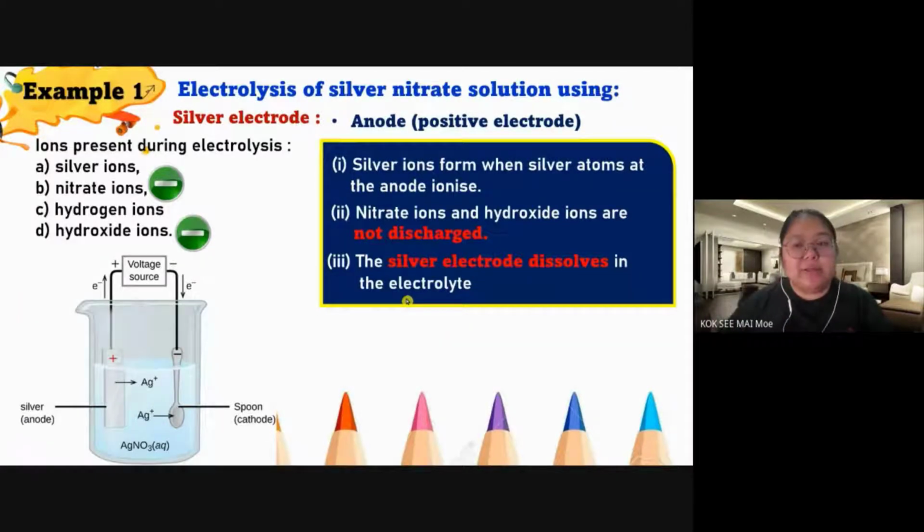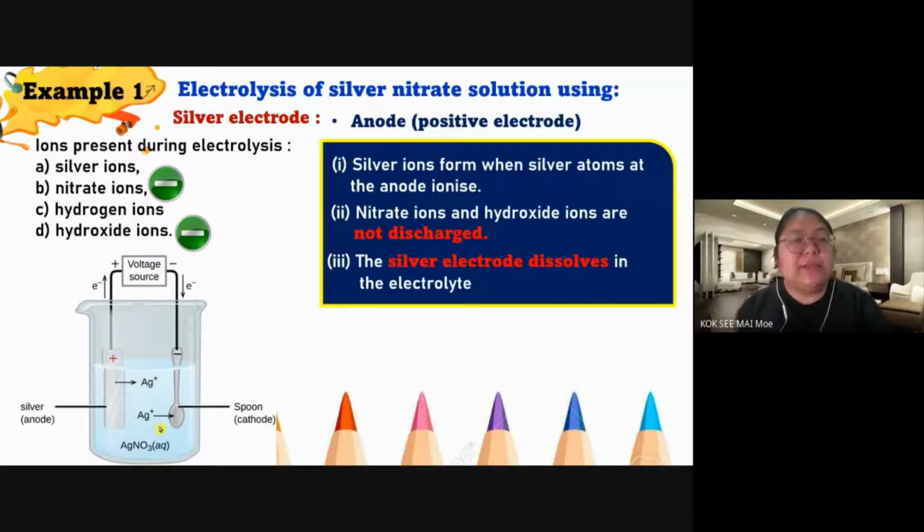When it dissolves into the electrolyte, that means this silver electrode will have less mass. The mass will be reduced. It becomes lighter because some of the atoms have already ionized and gone into the solution. From here, the last thing we need to mention is concentration. Finally, what happened to the concentration of the solution? It's still the same, because the anode dissolves and the cathode absorbs.